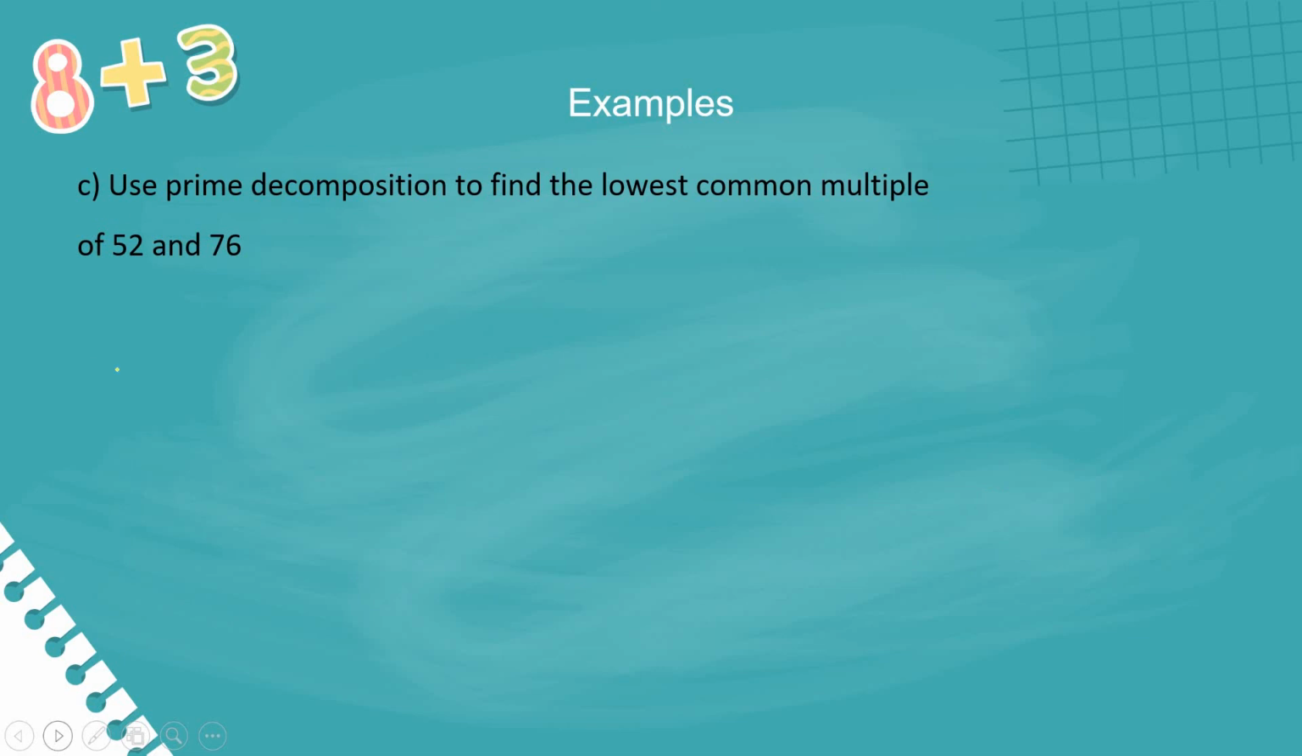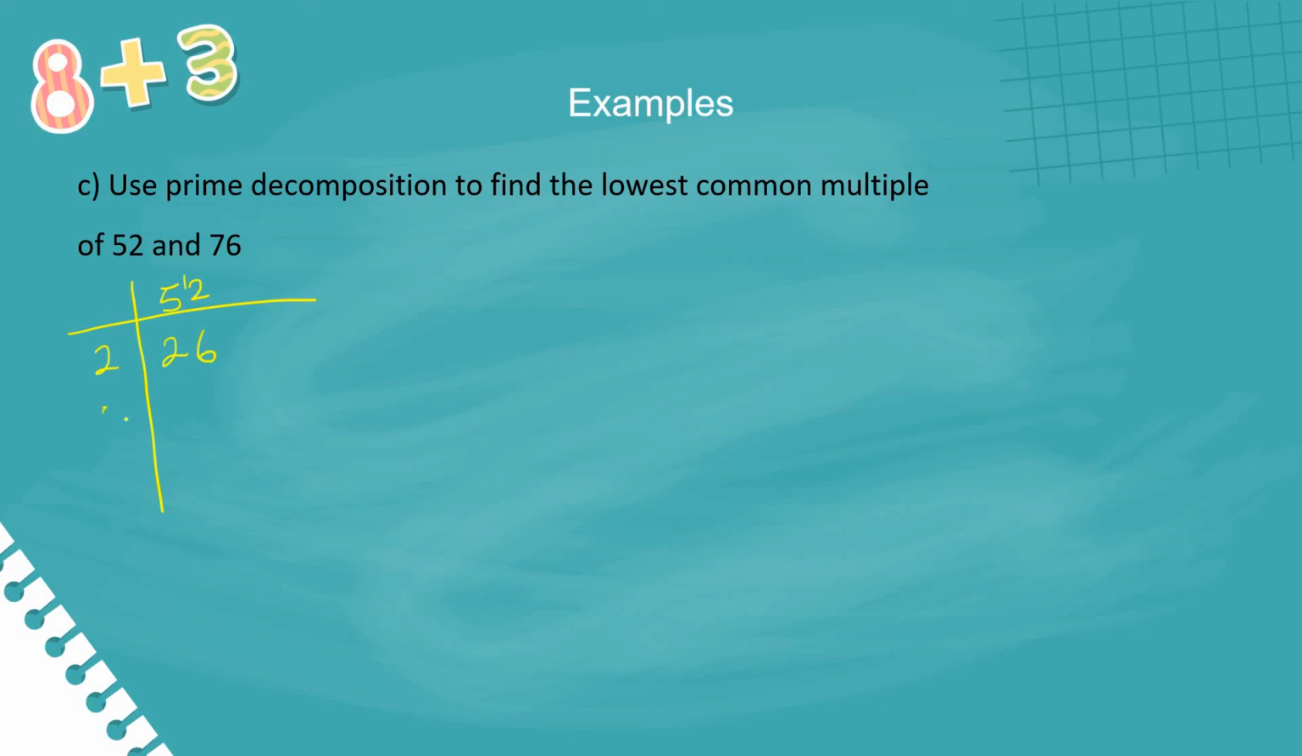Let's do one last example, same idea. Use prime decomposition to get the lowest common multiple of 52 and 76. So we're doing the same process we just had before. 52, it's even, I'll divide it by 2. 2 goes into 5 2 times, 1 remainder. 2 goes into 12 6 times.